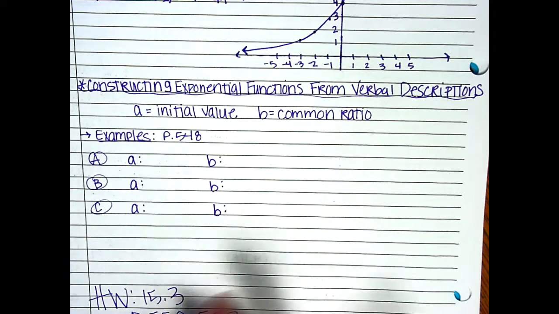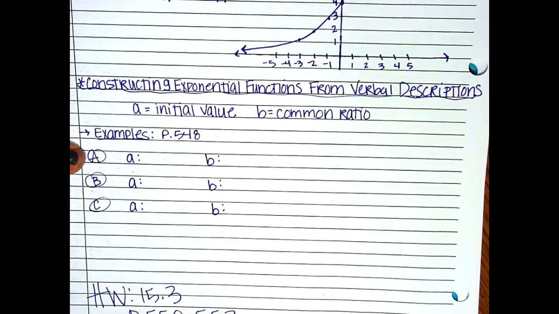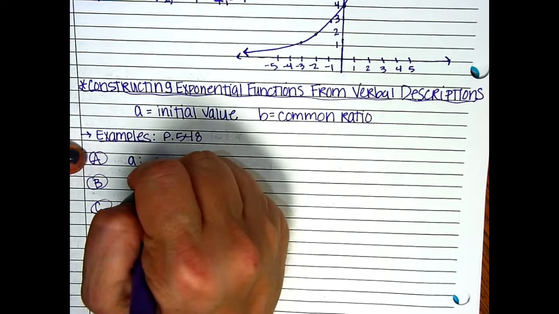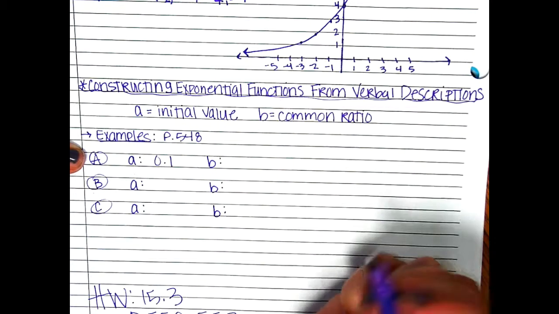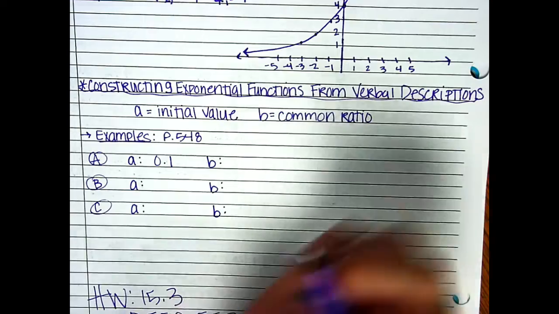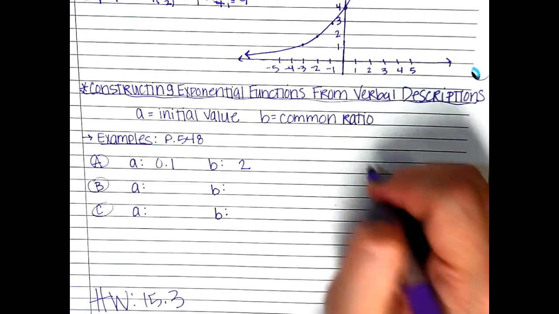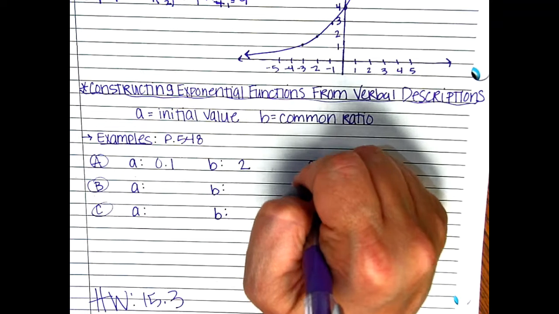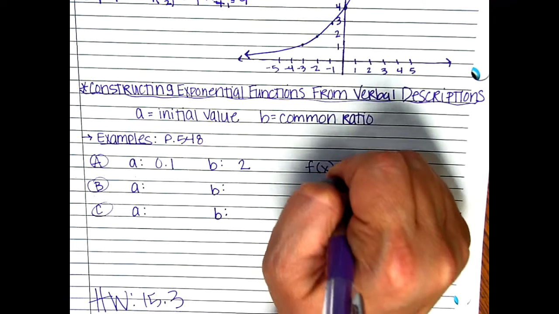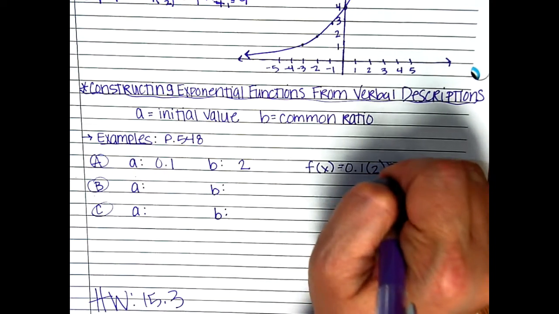Okay, so A says, when a piece of paper is folded in half, the total thickness doubles. Suppose an unfolded piece of paper is 0.1 millimeters thick. So we're going to write a function. So A, the initial value, was what the paper was to begin with. So that was 0.1. And then we're talking about it folding it in half, which means it doubles. So our common ratio would be 2. So our formula would be f of x equals 0.1 times 2 to the x.